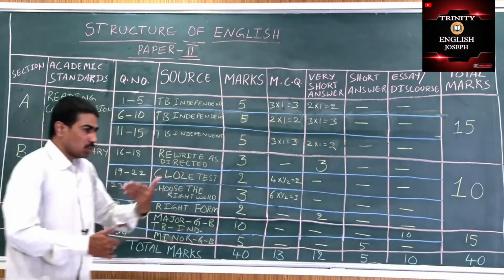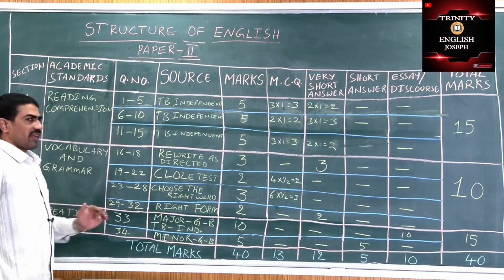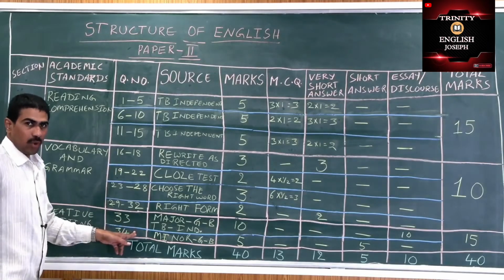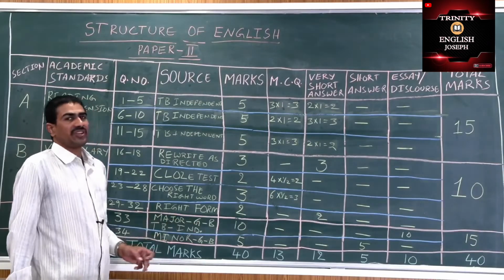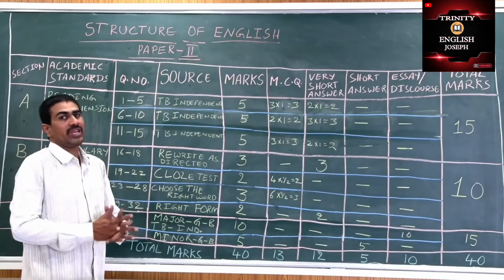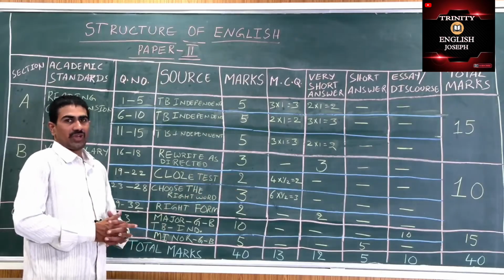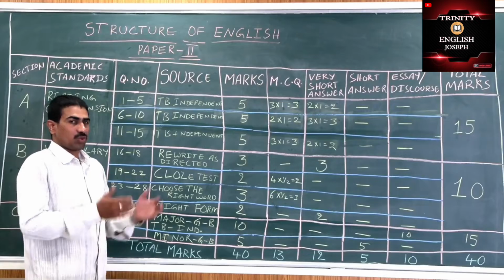And if you move on to the next one, it is section C. In section C we have creative writing. Under creative writing we have question numbers 33 and 34. Question number 33 covers major discourses, and the major discourses which are under group B in your textbook are covered here. Of course, further in my class I will be covering those group B discourses also.